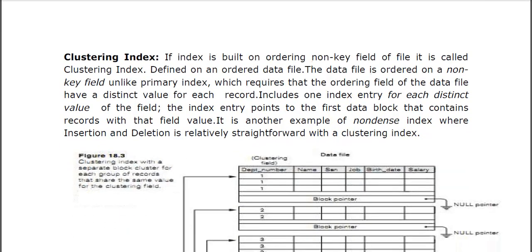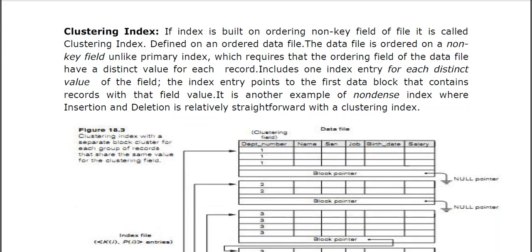Clustered index: if an index is built on the ordering non-key field of the file, it is called a clustered index. A clustered index is also defined on an ordered data file in which the records are ordered on a particular attribute. The data file is ordered on a non-key field, unlike a primary key, which requires that the ordering field of the data file have a distinct value for each record.